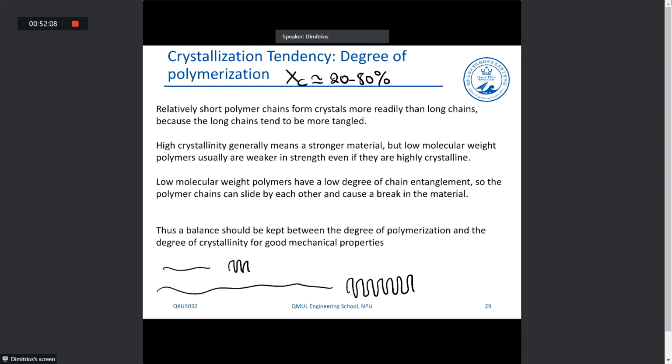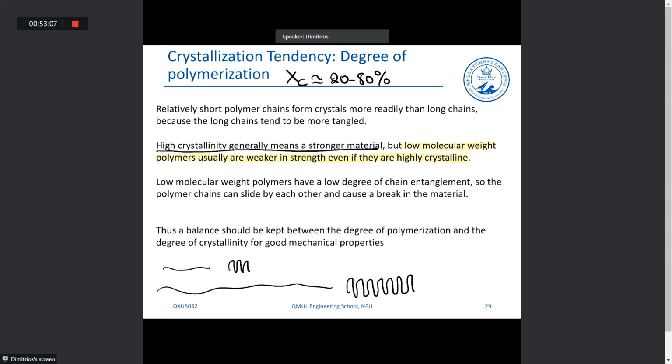Because the long chains can have a higher degree of entanglement, it can take more time, and it demands more stable conditions in order to form these crystalline regions. So high crystallinity generally means a stronger material, while low molecular weight means low mechanical properties. So we have a counterbalance of properties. On the one side, high crystallinity gives good mechanical properties, but low molecular weight generally means that the initial mechanical properties are not as good. So low molecular weight polymers usually are weaker in strength even if they are crystalline.